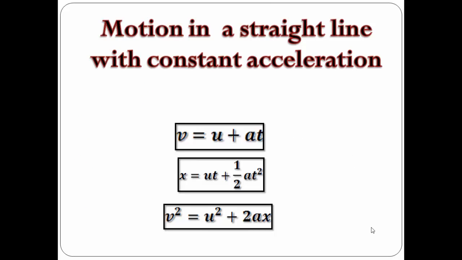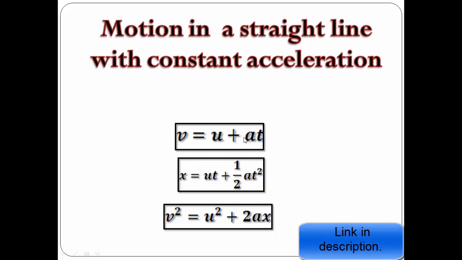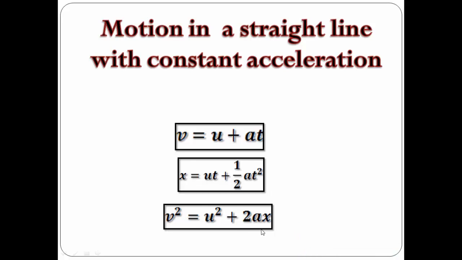For motion in a straight line with constant acceleration, we have already derived the three equations of motion: v equals u plus at, x equals ut plus half at square, and v square equals u square plus 2ax, where v is the final velocity, u is the initial velocity, a is constant acceleration, t is the time interval, and x is the position of the particle.